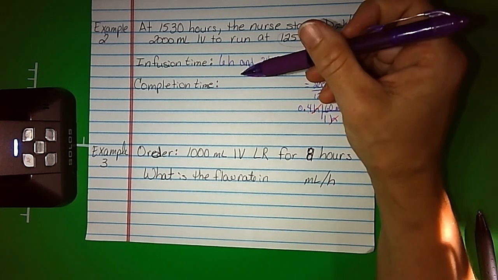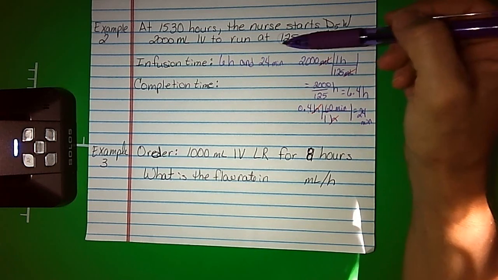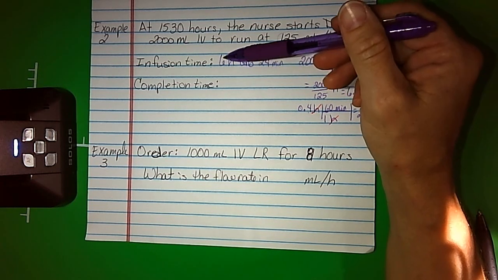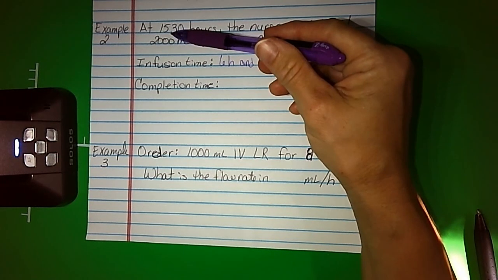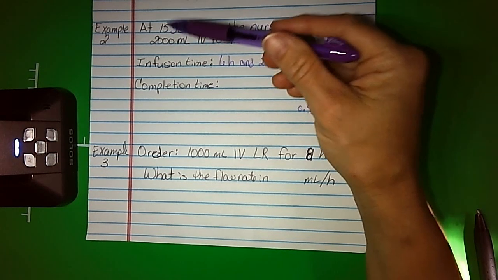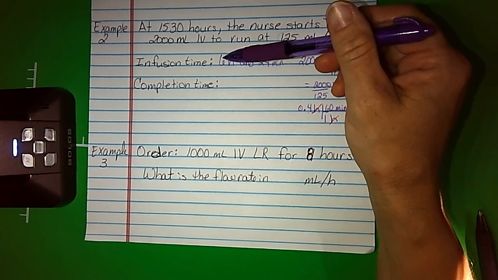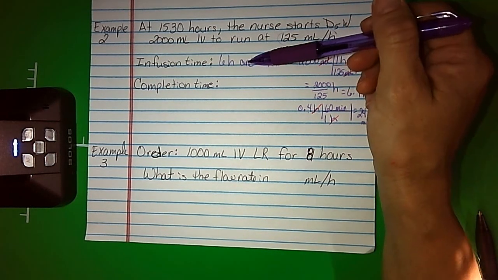Now we want to know, what is the completion time? This is if and only if everything goes smoothly, nothing goes wrong. We want to know if they started it at 15:30, which is 3:30 p.m., if they started it then, what time will it be when it ends? We know it's going to be 6 hours later when it's going to end.